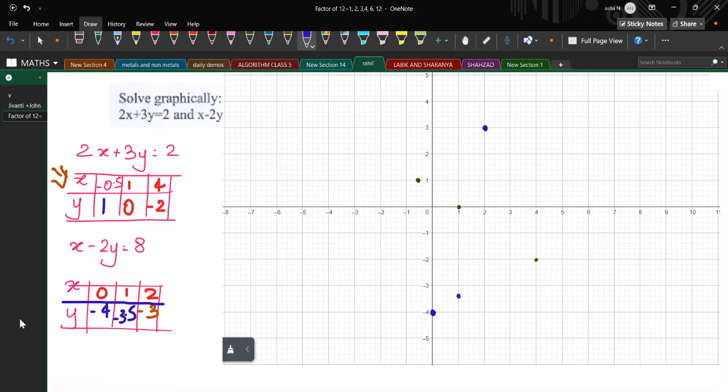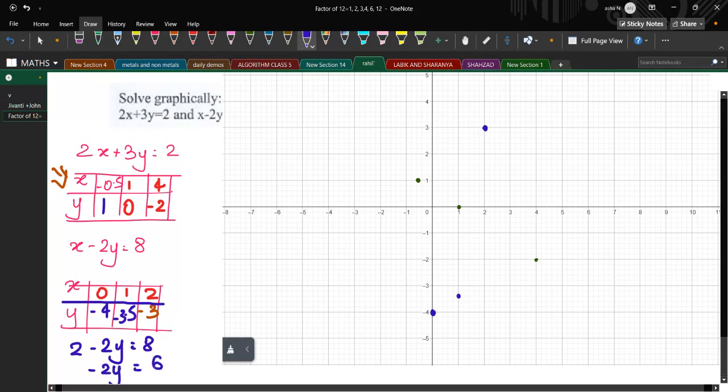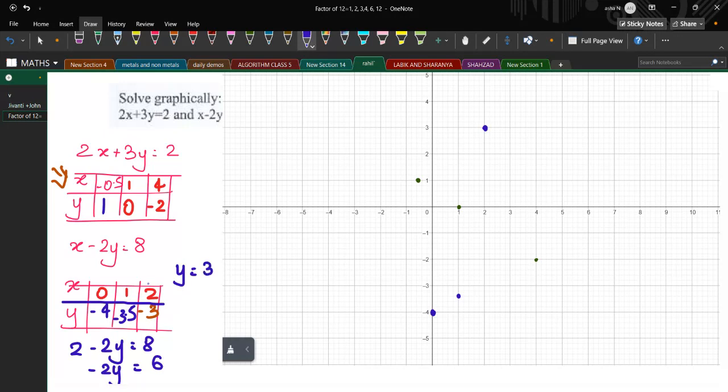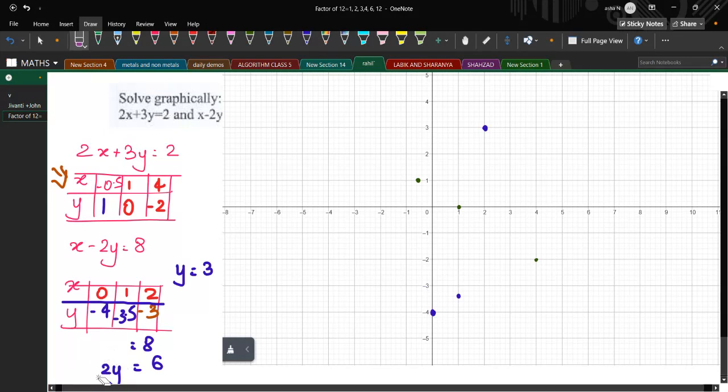Okay, chalo, let's solve this one. X we are taking 2, so 2 minus 2y is equal to 8. So minus 2y is equal to 8 minus 2, which is 6. So y is equal to, 2 threes are 6, it was minus 3. Yeah, it's correct. 2 and minus 3 is correct. I think 1 and minus 3.5 is not correct. Let's check that one also.